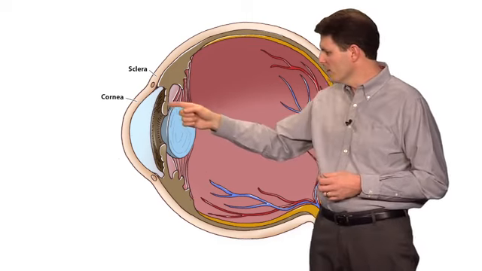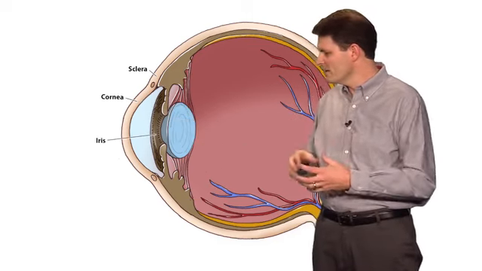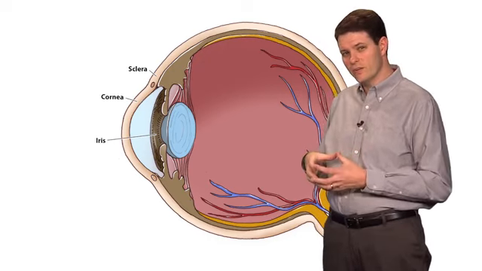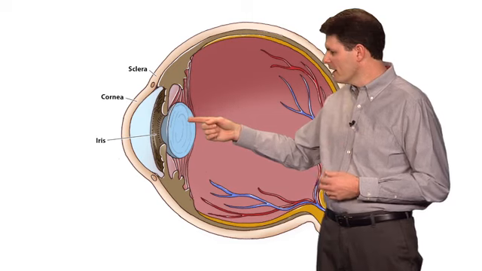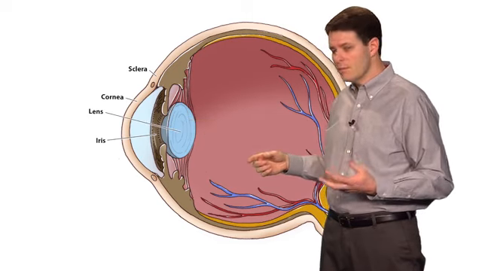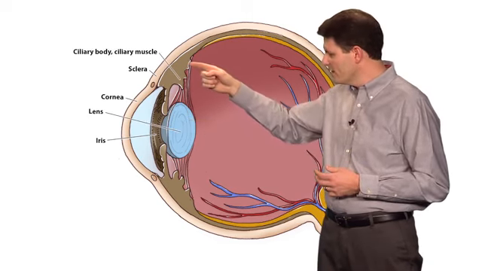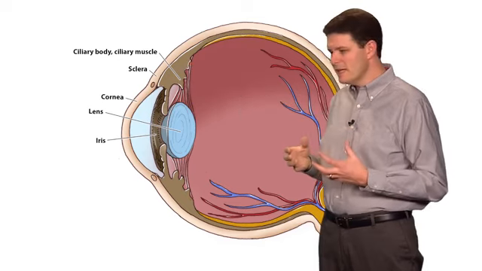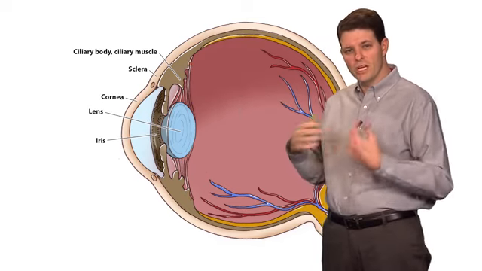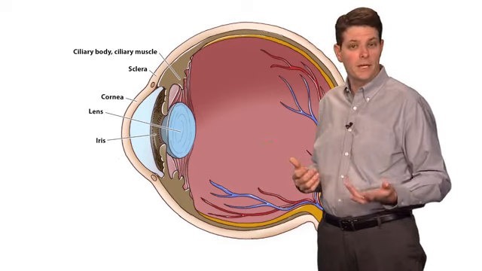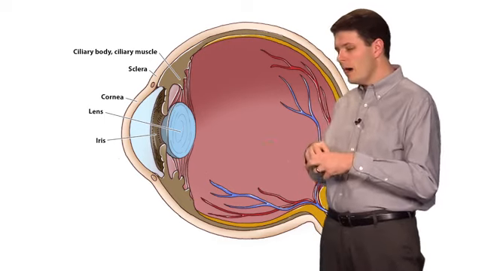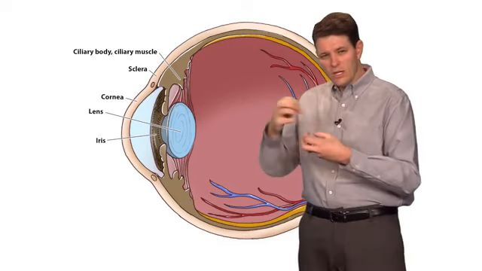Now, the colored part of the eye is the iris, and the iris has muscles that can dilate or constrict the pupil to regulate how much light comes in. And behind the iris, you have the lens, which can also change shape because it's attached to the ciliary muscles and the ciliary bodies. So the lens changes shape in order to focus your vision near or far. And what do we call that focusing process? Accommodation.